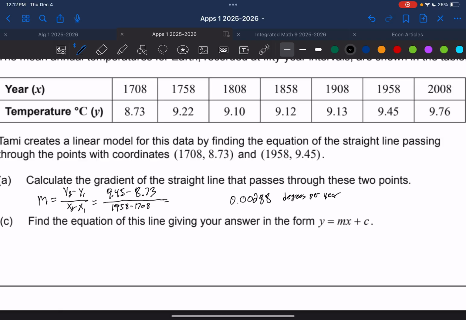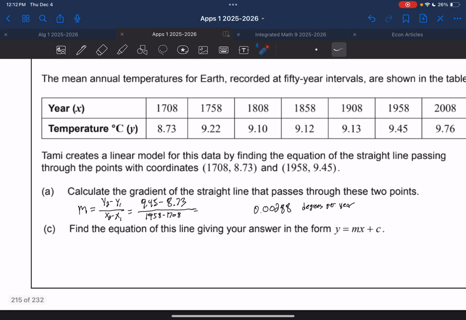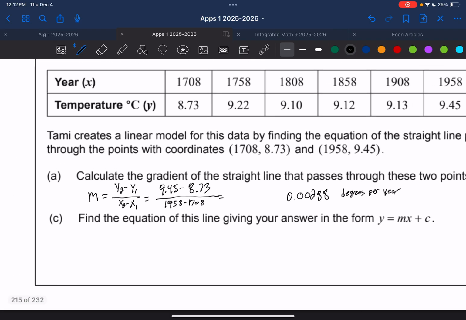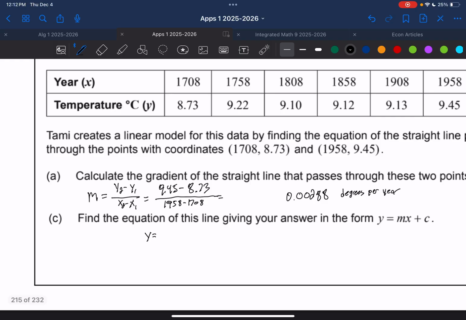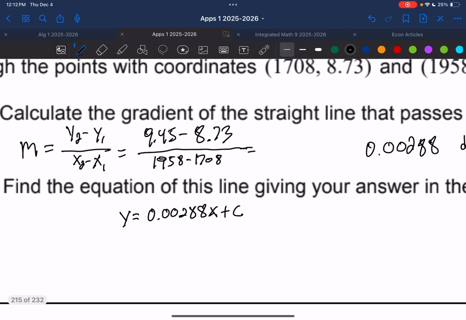Over the course of 250 years, the temperature increased from 8.73 up to 9.45, so it increased by 0.00288 degrees per year. Okay, so now we want to find the equation of the line in y equals mx plus c. So c is just another way to write our y-intercept here. We have our slope, our gradient, so y is equal to 0.00288x plus c. And now we just need to figure out what our y-intercept is, right? We just found the gradient. Now we need to find the y-intercept.